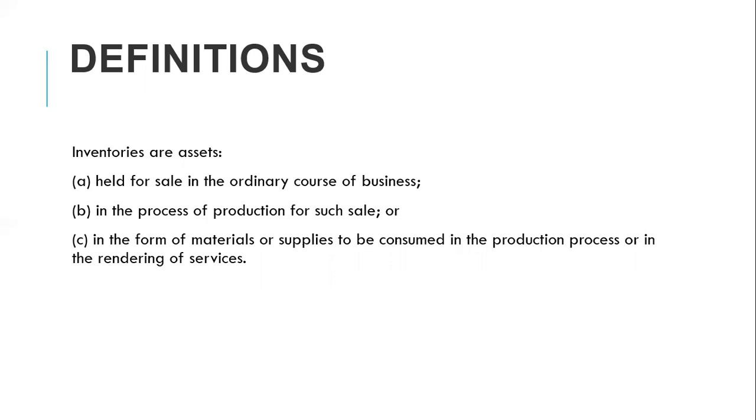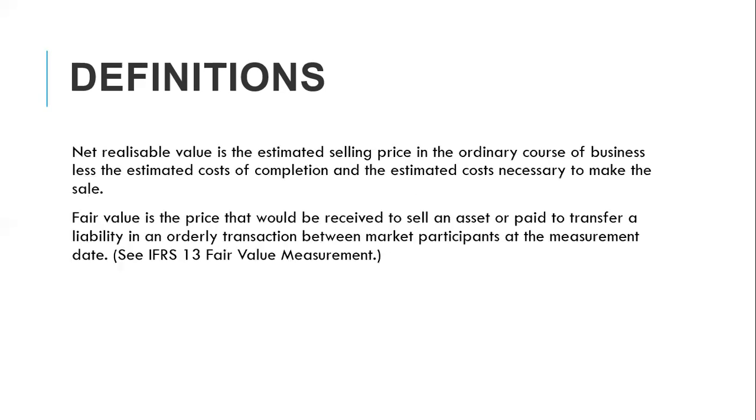Inventories are also assets in the process of production for such sales. Talking about the work in progress, WIP. So work in progress and finished goods can all be categorized as inventories, even your raw materials. That is what it is talking about: inventories in the form of materials or supplies to be consumed in the production process or in the rendering of services. So your raw materials, your work in progress, and your finished goods are all classified as inventories.